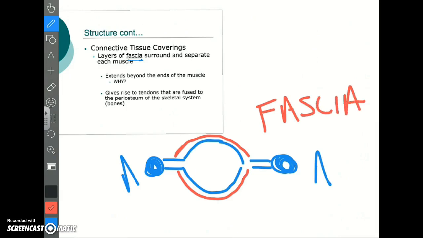Okay, so that's the outer covering of the muscle itself. And these guys right here, that point there and this point here, are the tendons. This really is the bone. Okay, the bones that they're attaching to.